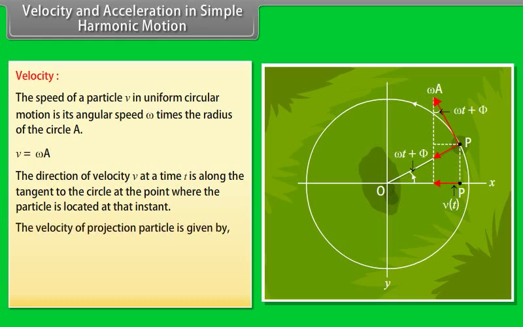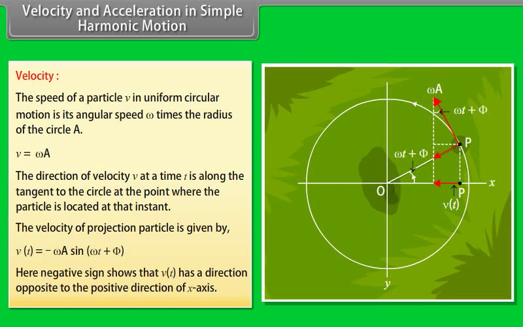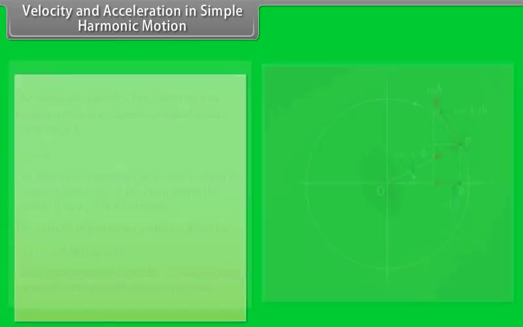The velocity of the projection particle is given by v(t) equals minus ωA sin(ωt plus φ), where the negative sign shows that v(t) has a direction opposite to the positive direction of the x-axis.